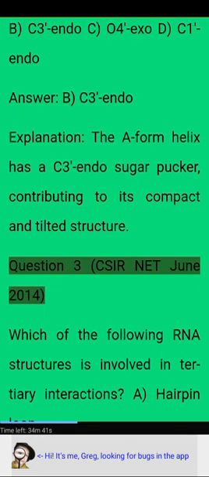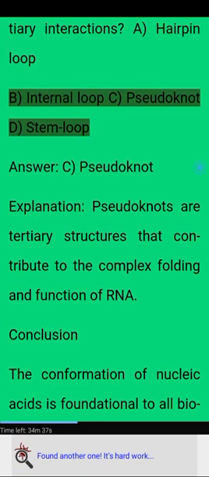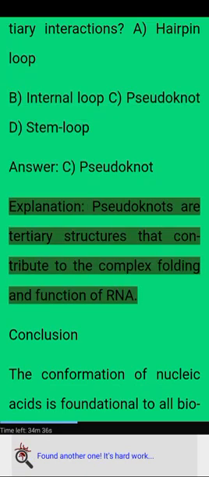Question 3. CSIR NET June 2014. Which of the following RNA structures is involved in tertiary interactions? A. Hairpin loop. B. Internal loop. C. Pseudoknot. D. Stem loop. Answer. C. Pseudoknot. Explanation. Pseudoknots are tertiary structures that contribute to the complex folding and function of RNA.